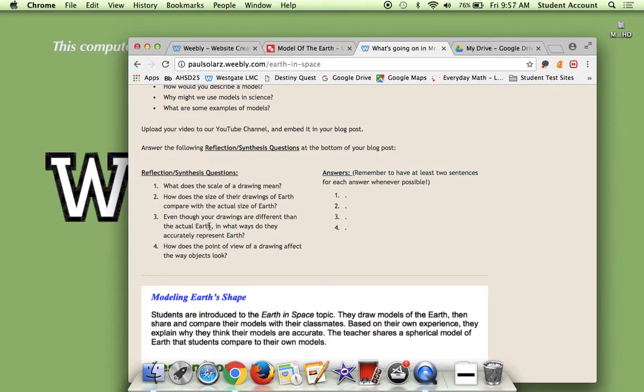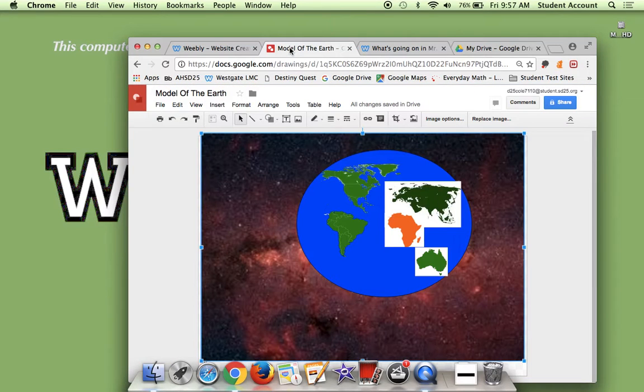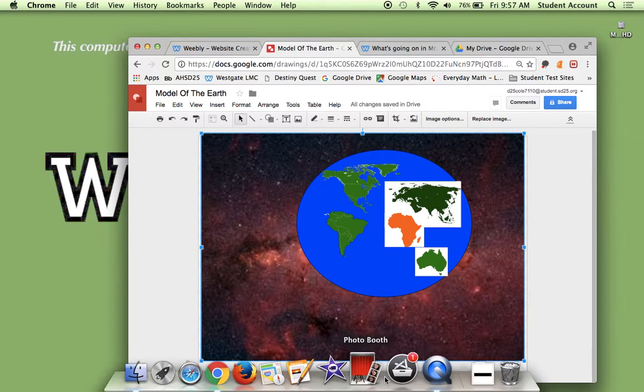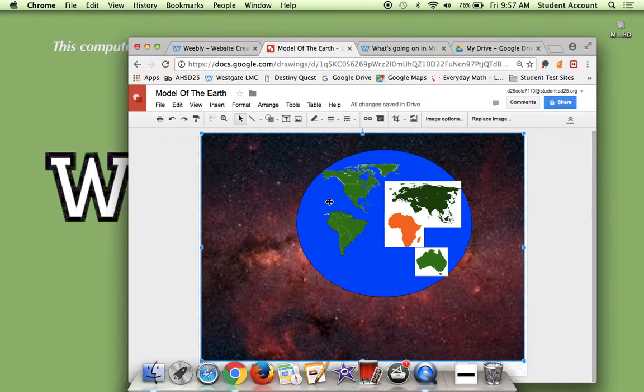And what does the scale of a drawing mean? The scale of a drawing means how big it is. Let's say 1 centimeter equals 10,000 miles. So that's the scale. You'd measure how many centimeters it is across, and then you'd multiply that by 10,000 to get the scale.